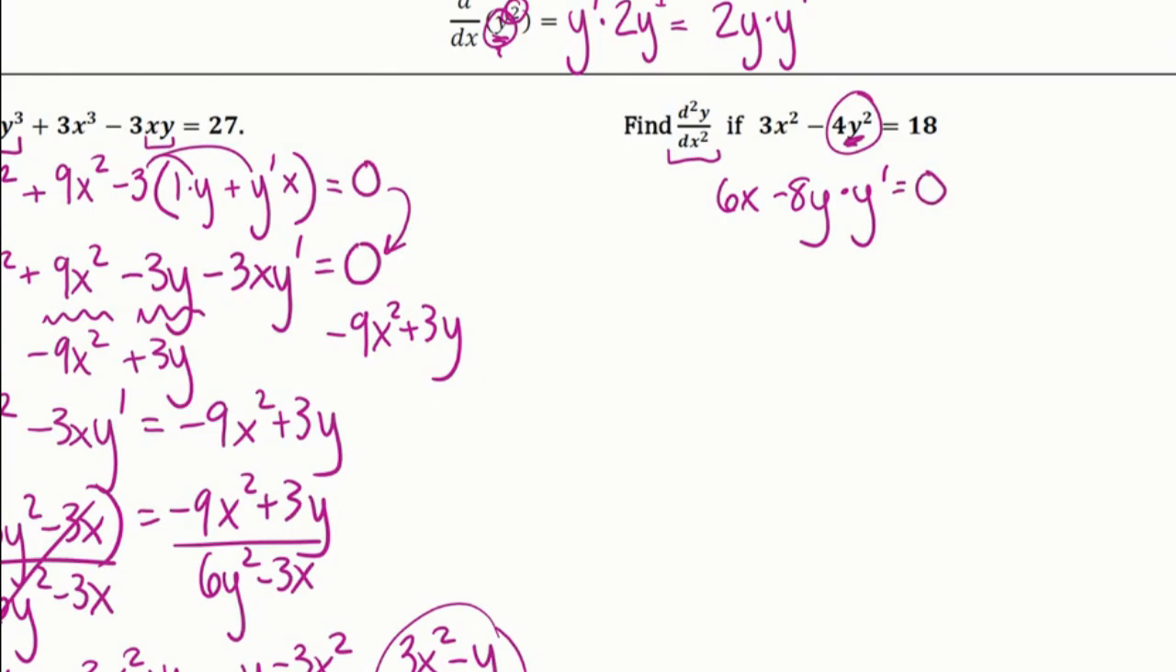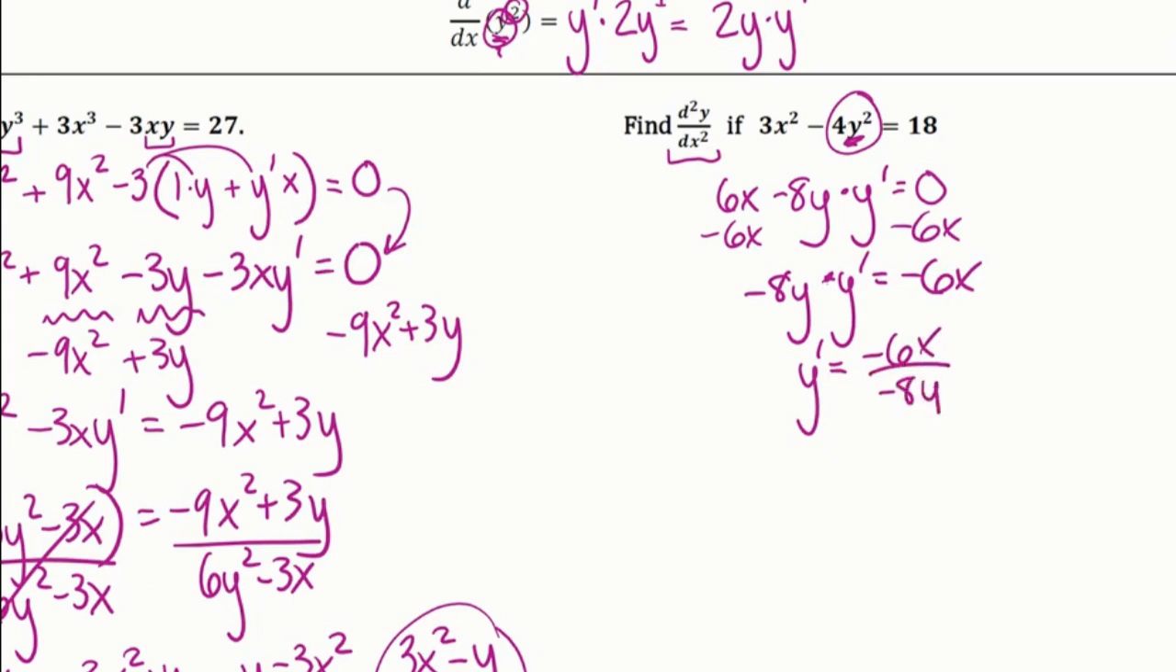We're going to solve for y prime here. This one's a little bit easier. We're just going to subtract 6x. So -8y times y prime is equal to negative 6x. Divide by negative 8y, we get y prime is equal to negative 6x over negative 8y. Simplify that, it is 3x over 4y, or 3/4 x over y.